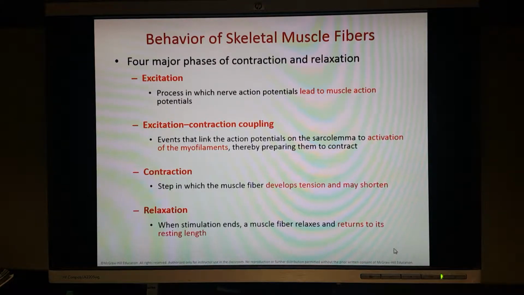signal your muscle fiber. Then you have your excitation-contraction coupling, which activates the myofilaments, preparing them to contract. Then you actually have your contraction stage where your sarcomere shortens with the overlapping of your myofilaments, so developing tension and then shortening that sarcomere, and then relaxation, the last part where your stimulation ends and the sarcomere, which is part of your muscle, returns to its original resting length.